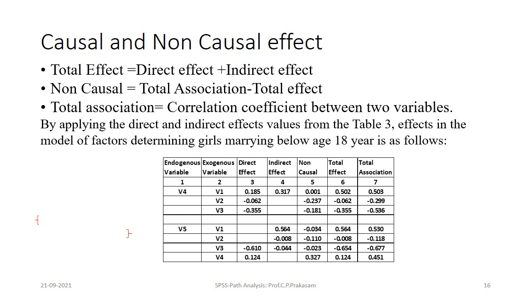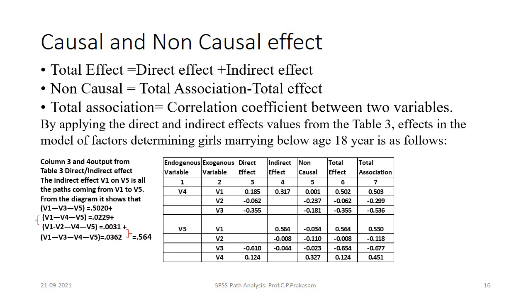Direct effect and indirect effect, which you have already calculated in table number 3. Total association is the correlation between the variables, which is given in table number 2. Now we have to calculate the non-causal effect. Total effect, column number 6, is given by the sum of the direct plus indirect effect. Column number 3 and column number 4 are output from table number 3, that is, the direct and indirect effect.